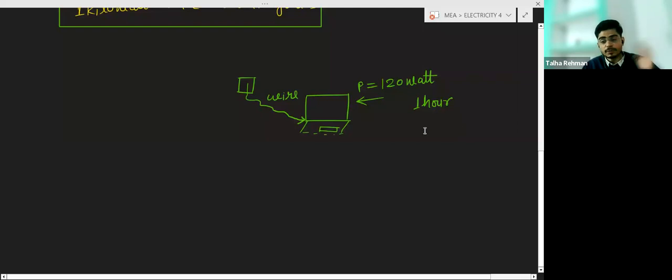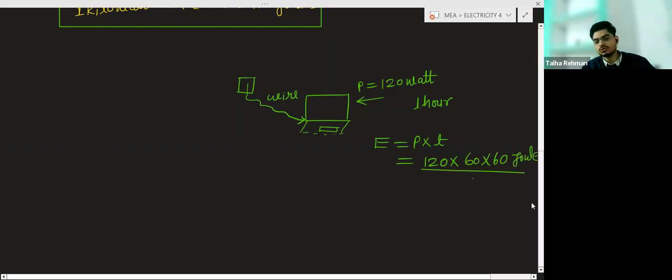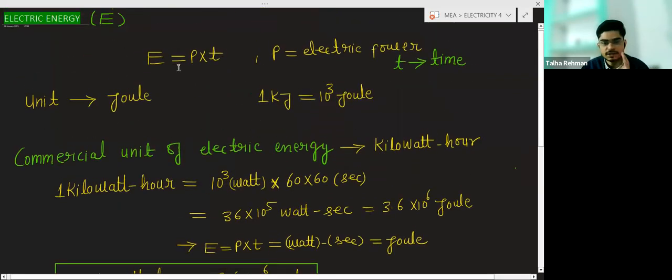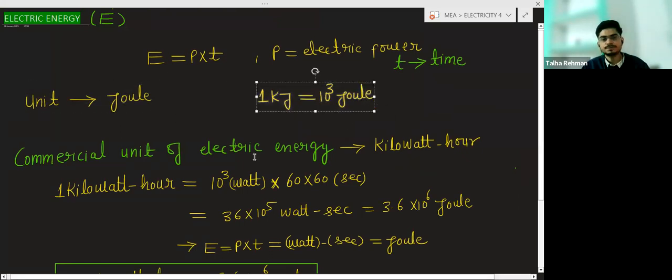So in 1 hour, how much energy is spent? How will you calculate? That energy will be power multiplied by time. What is power? 120 watt. Time is 1 hour, and 1 hour means 60 into 60 seconds. So this much joule of energy will be consumed, because the unit of energy is also joule. So basically energy is power into time. Unit is joule. 1 kilojoule is 10 to the power 3 joule.